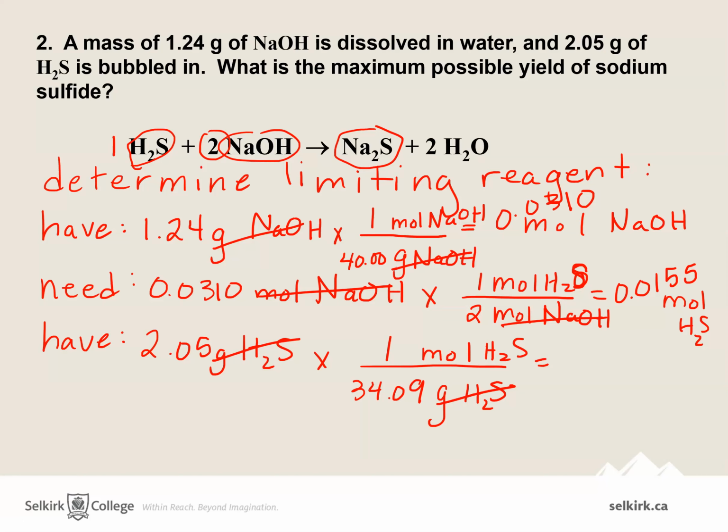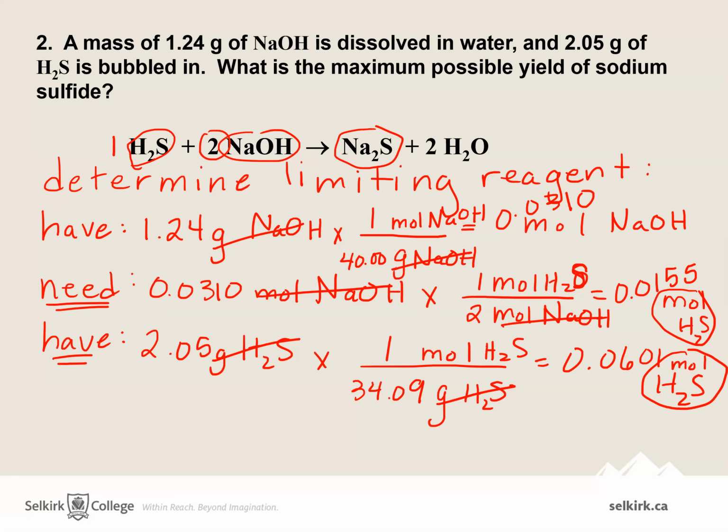All right, so on my calculator, 2.05 divided by 34.09. I'm going to store it in my calculator memory so I don't get round-off error later if I need that number again. To the 3 significant figures I'm allowed, 0.0601 moles of H2S. And you can see why it's so important that I have different labels here, need versus have, because the units on these quantities are the same. So I need those other labels to tell me the different meanings of those two numbers.